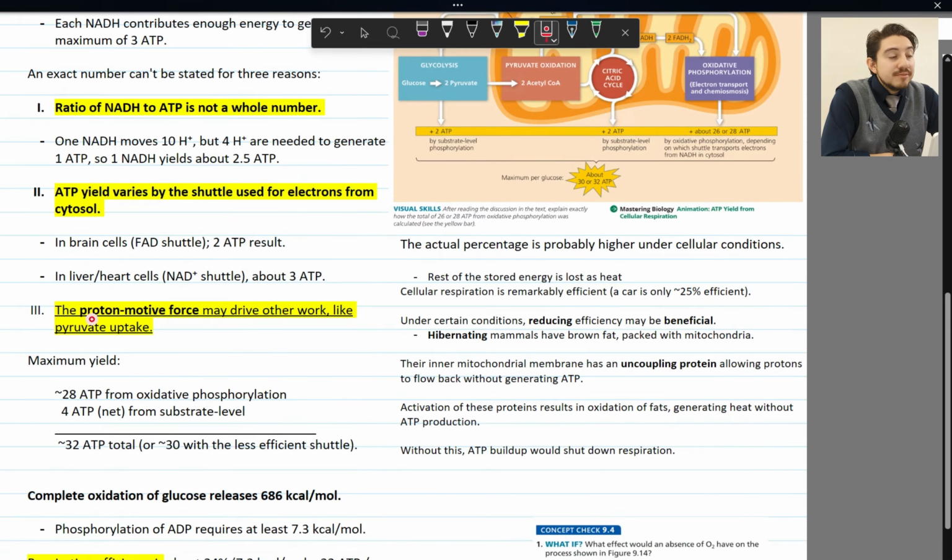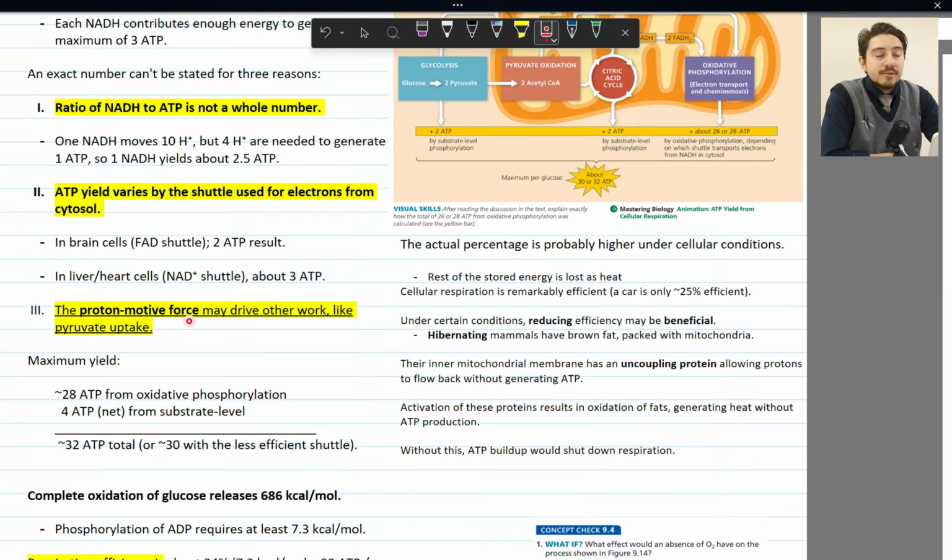And then the proton motive force, that hydrogen gradient, can be used to drive other things, not necessarily the ATP production.